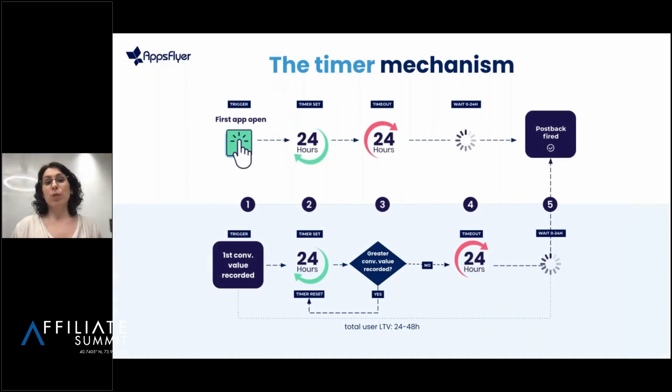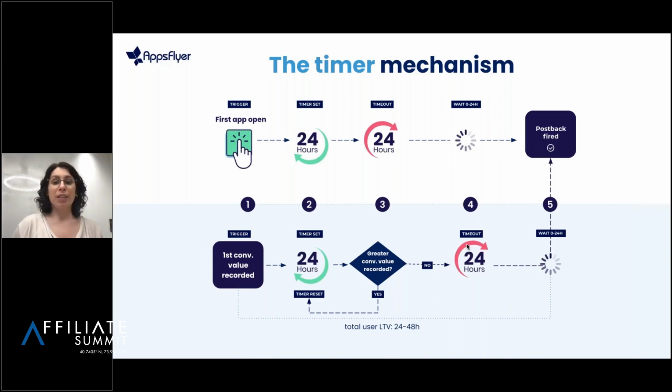It is triggered by the first time that the user opens the app, and it is at least 24 hours long. How do we figure? Well, when the app is first opened, a 24-hour timer is set. If there's a conversion value, like we just saw, that is set, that might postpone the timer somewhat. The timer checks to see if a conversion value was recorded. If it was, the timer is reset, and this keeps happening in a loop until we get to a point where the conversion value recorded is not higher than the previous one that was recorded.